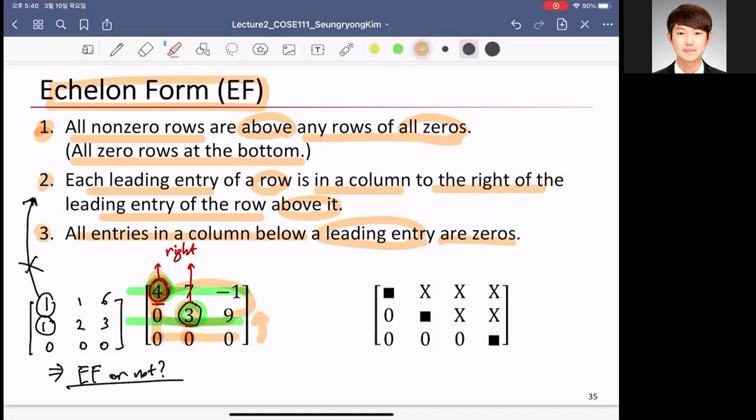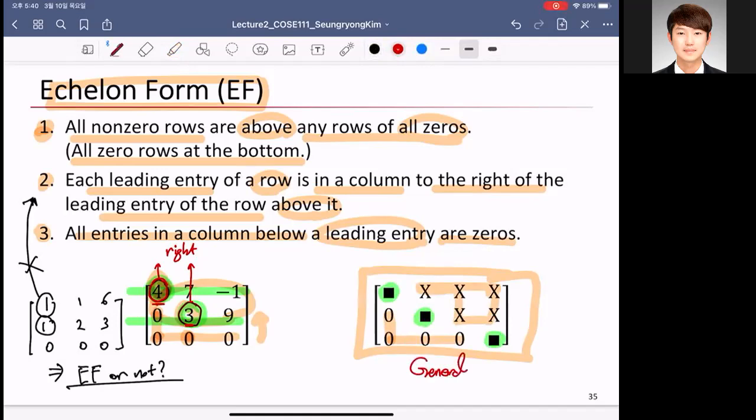So in general, if a matrix satisfies this echelon form condition, the matrix looks like this. In general it looks like this. So the leading entries are here or here, and this term should be zero, and this term can be any kind of value, right? This is the general form of echelon form.